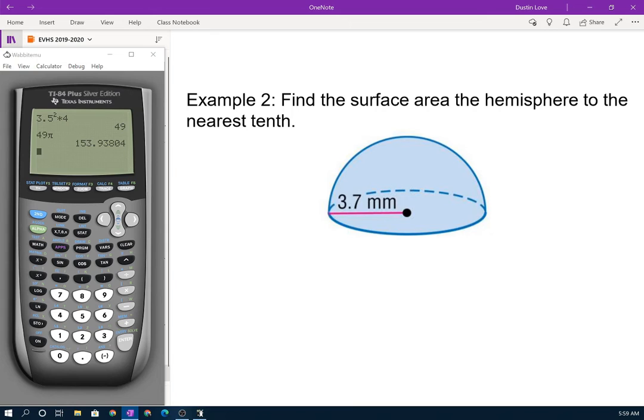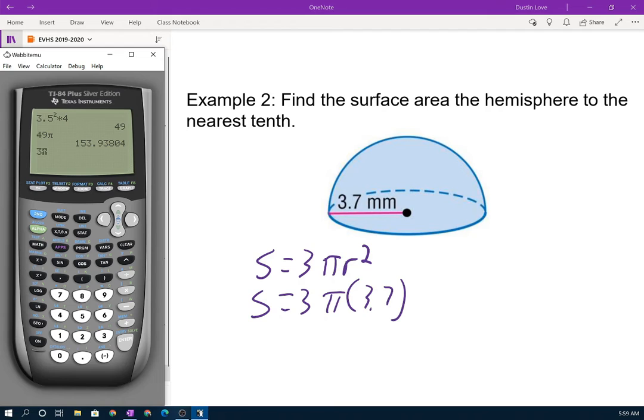Okay, find the surface area to the nearest tenth. Here it is 3 pi r squared, as I explained before. So surface area equals 3 times pi times 3.7 squared.